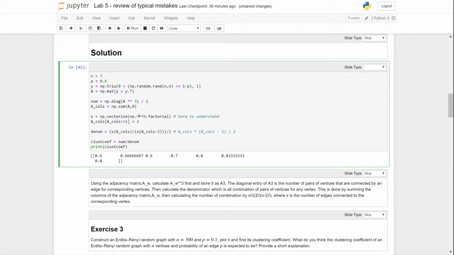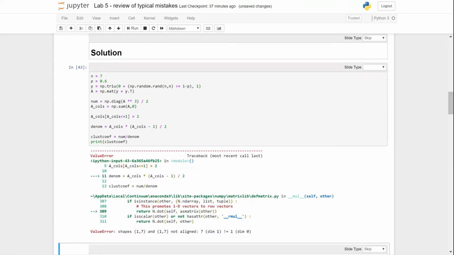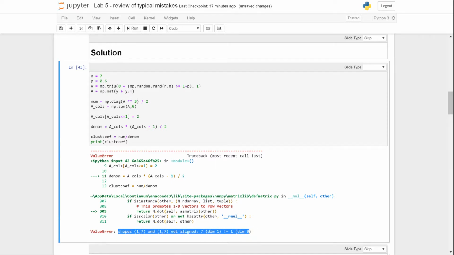Okay, so let me explain how to do this. This denom is actually nothing else but a calls times a calls minus 1 over 2. However, if I do it like this, notice that I get this mistake: shapes 1, 7 and 1, 7 are not aligned. This is because the type of a calls is not an array but a matrix. When I use this star, it interprets it as a matrix multiplication, and what we need is an element-wise multiplication instead, right? So which means that I should convert it to an np array.